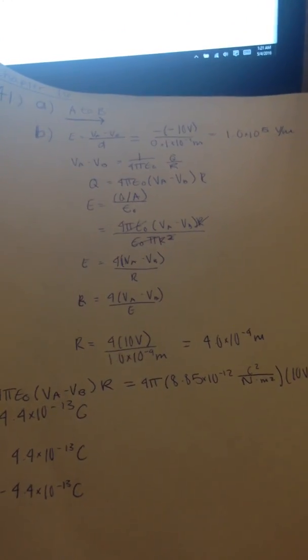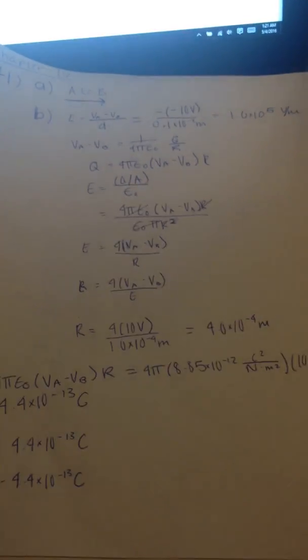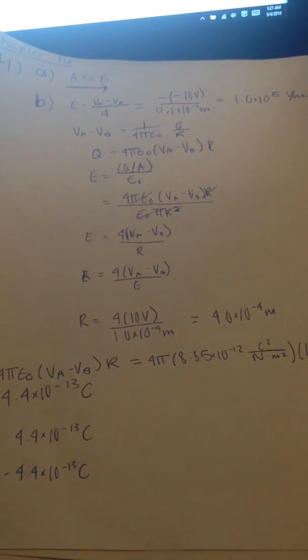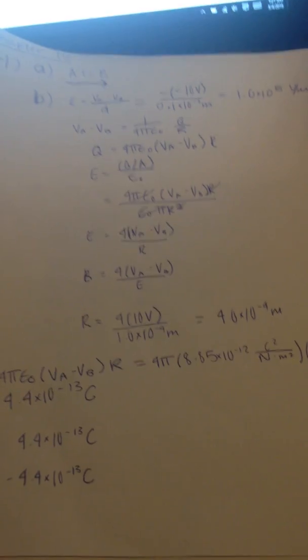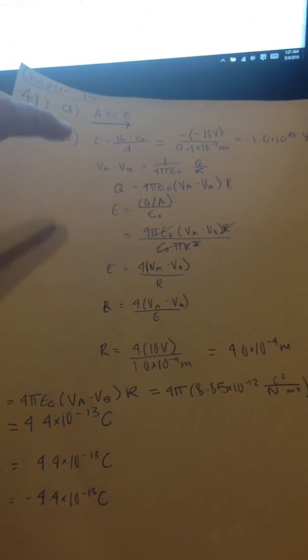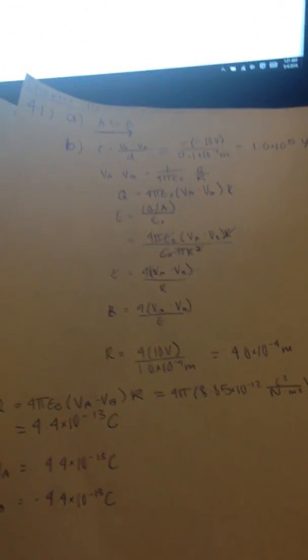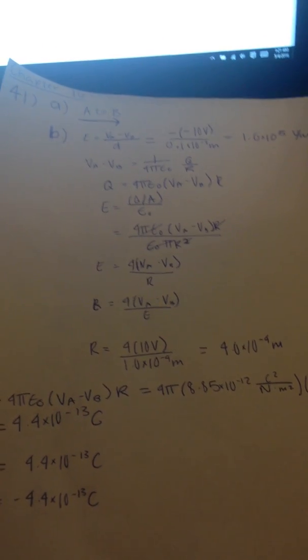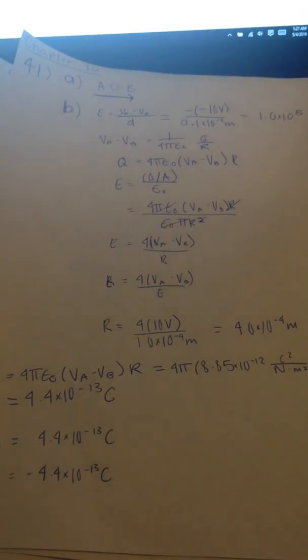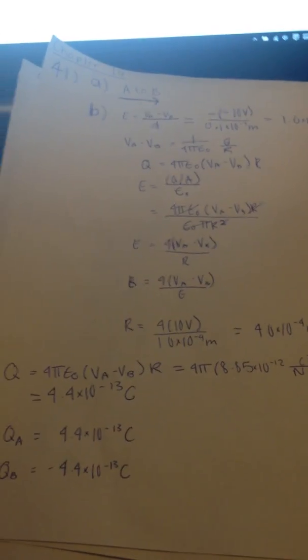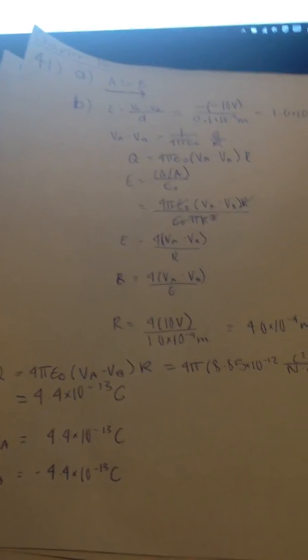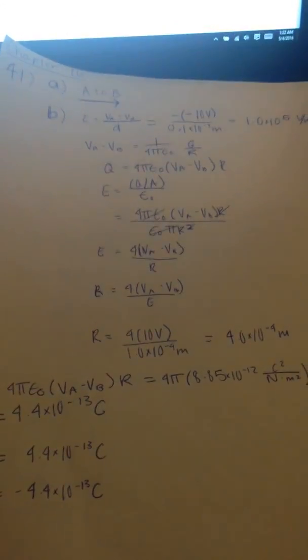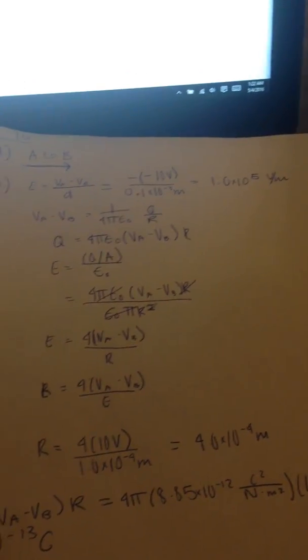The second part is asking us to find possible values of QA and QB and R. So that's what all this work is going to be. We're going to start out by trying to find that electric field. We know that E is equal to VA minus VB over D, and you can see that's what I did up here, just plugged all those in.